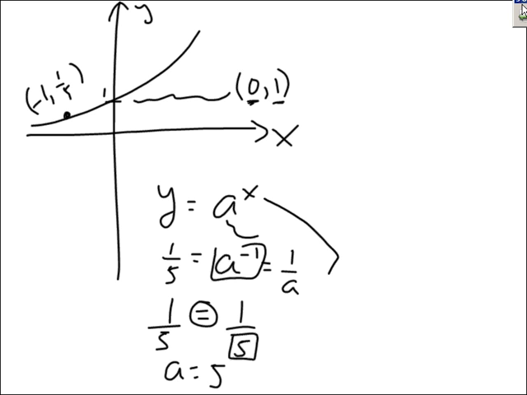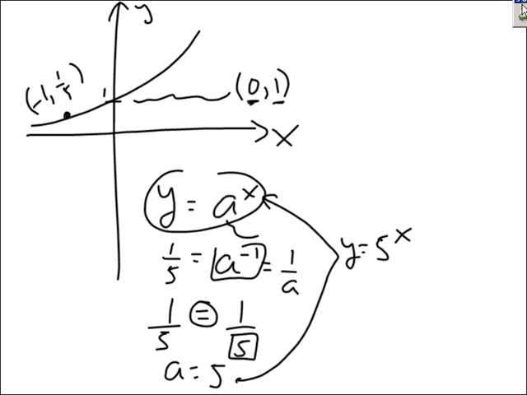So, updating the first and last piece of information, we know y is a to the x. But now the last line told us what a is. So there it is. Y is equal to 5 to the x.